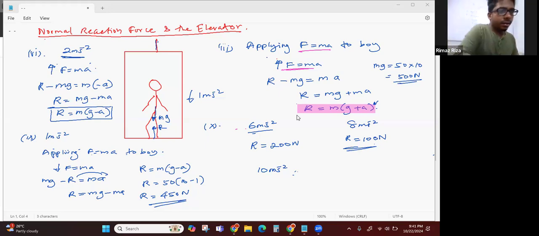And the next question. This question would be funny. The same question, but take acceleration as 12 meters per second squared.